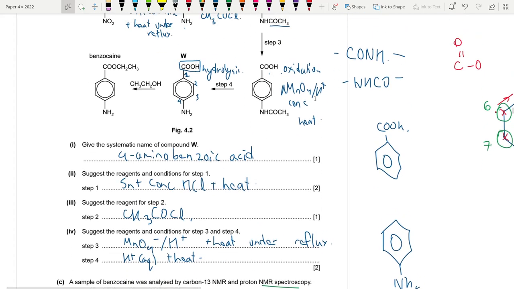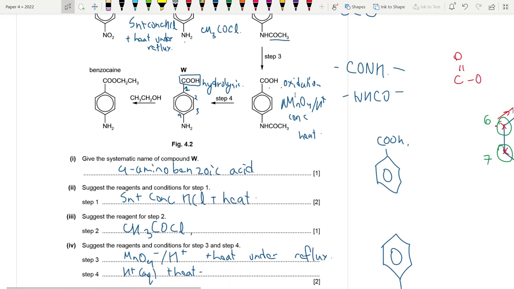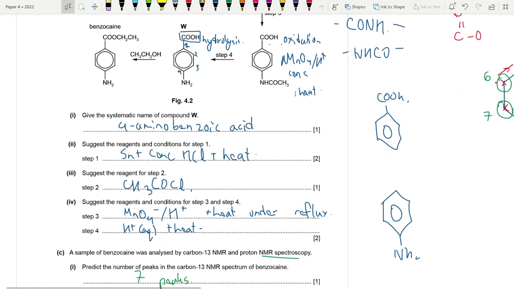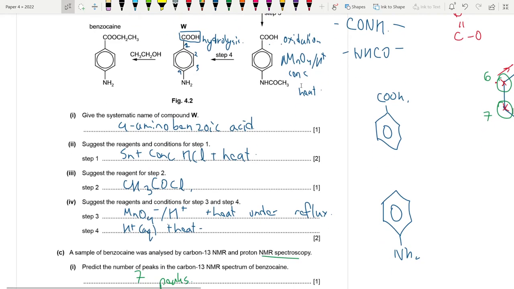Reagents and conditions for step 3 and 4. For step 3, we need hot KMnO4 basically, and heat under reflux. Hot acidified KMnO4 and heat under reflux. Okay, and for the last step, step 4, we're hydrolyzing the amide, right? So just use H plus aqueous plus heat for hydrolysis.